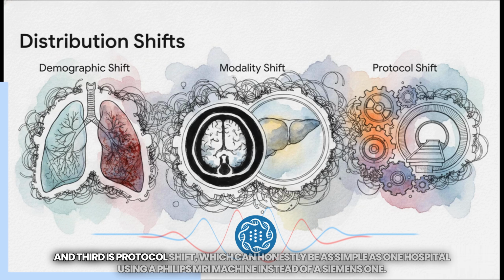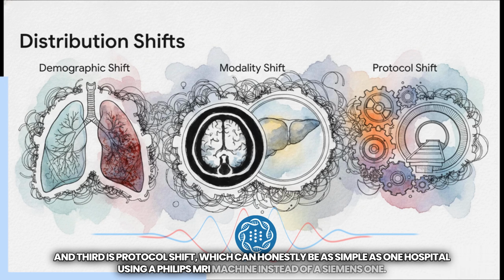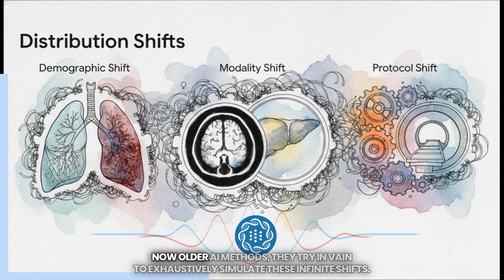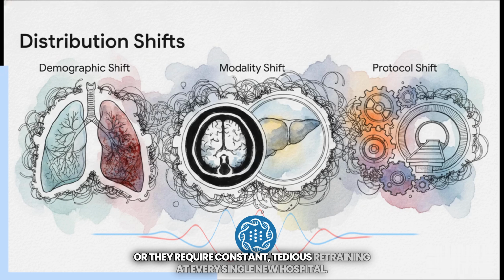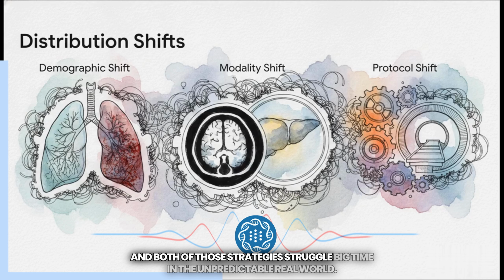And third is protocol shift, which can honestly be as simple as one hospital using a Philips MRI machine instead of a Siemens one. Now, older AI methods try in vain to exhaustively simulate these infinite shifts, or they require constant, tedious retraining at every single new hospital. And yeah, both of those strategies struggle big time in the unpredictable real world.